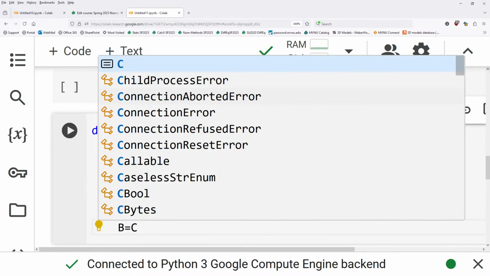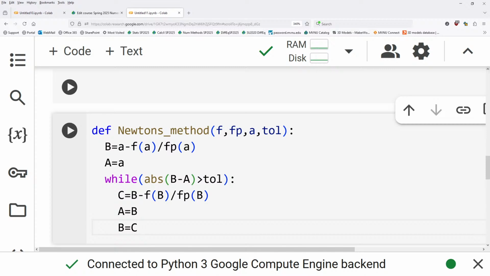And the reason for this is so that when it loops around, it goes back and it says, okay, how close am I? Am I close enough? Yes or no? And then if not, let's run through this again, and we keep going.